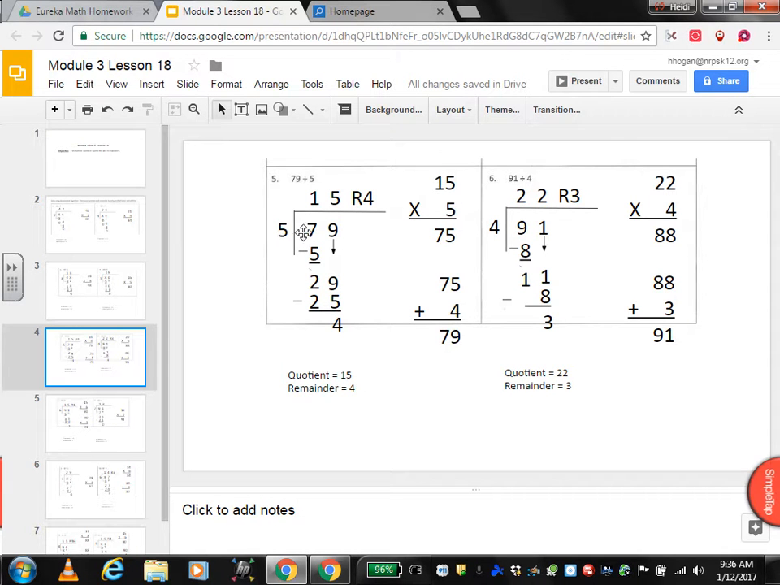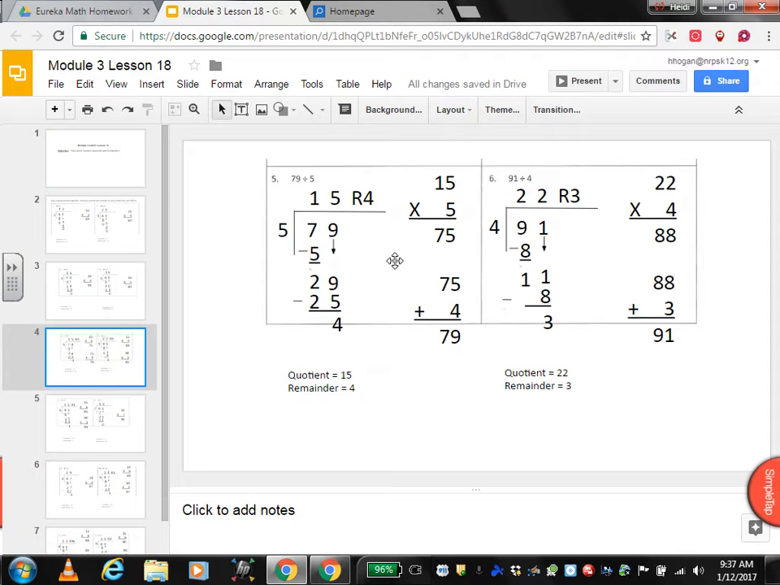79 divided by 5. Start in the tens place. 7 divided by 5 is 1. Multiply. 1 times 5 is 5. Subtract. 7 minus 5 is 2. Bring down the ones place. So now we have 29 ones. 29 divided by 5 is 5. Multiply. 5 times 5 is 25. Subtract. 29 minus 25 is 4. We have a remainder of 4. So our quotient is 15. Our remainder is 4. We check our quotient times our divisor. 15 times 5 is 75. And then we add our remainder.